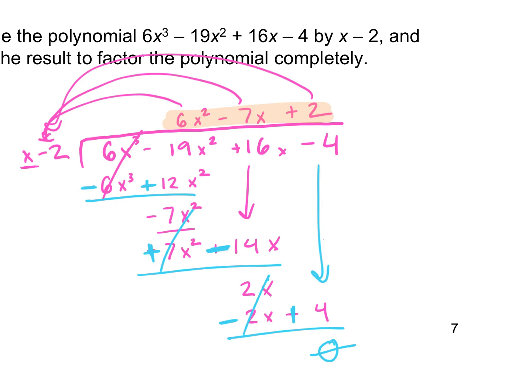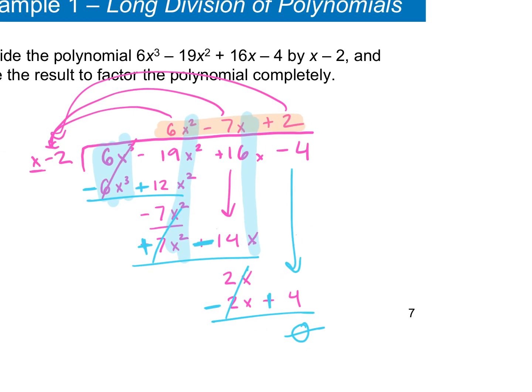If you notice, it helps with these to be organized. Our x cubes are on top of each other. Our x squareds are all on top of each other. Our x's are all on top of each other, and then our constants. So everything's going to be in the same degree in that column. So it helps to be organized. That way you know what you're writing up top, what needs to go in that. You said we're going to have a long division one? Yeah, you will have a long division one on the test.